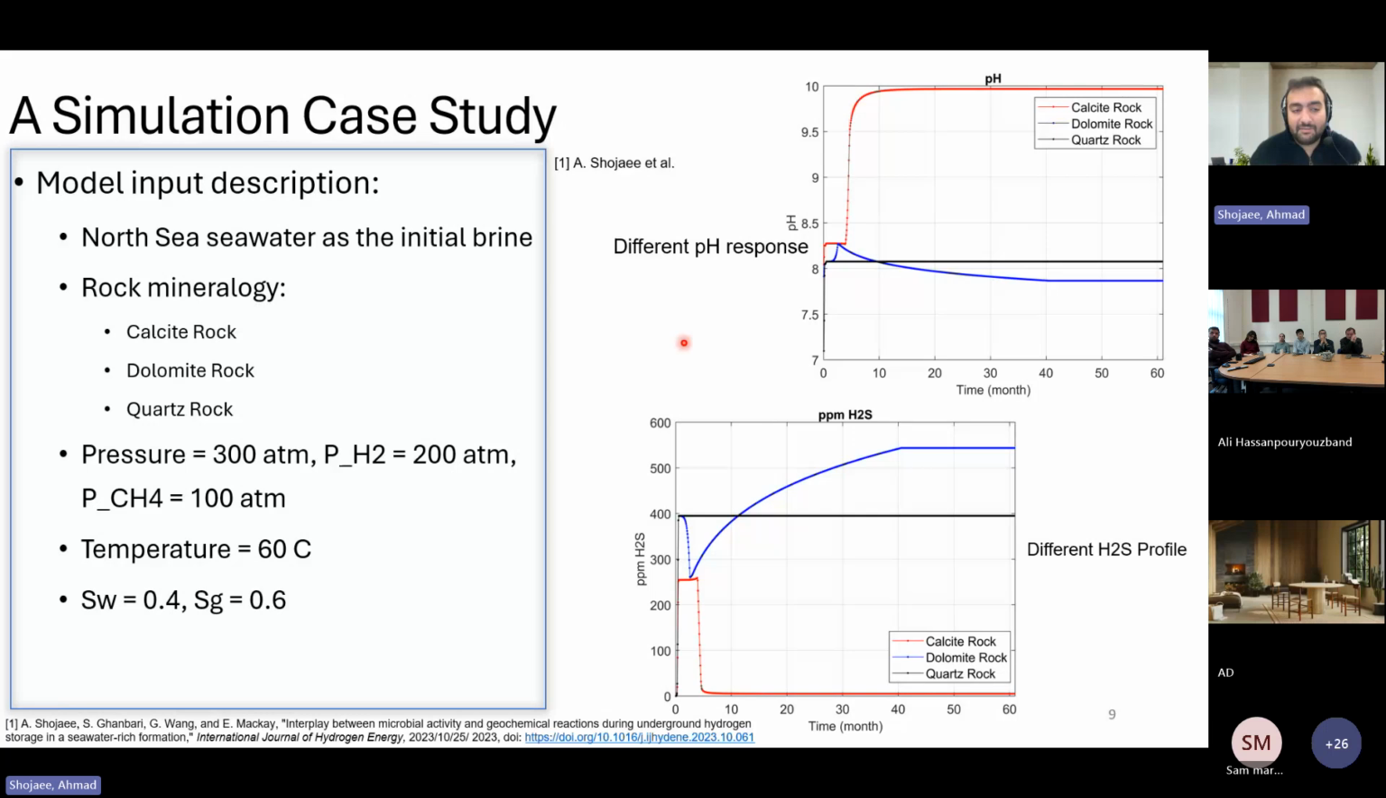If you are familiar with North Sea seawater brine chemistry, the North Sea water has a high amount of sulfate, and in the SRB or sulfate reduction reaction, hydrogen will react with sulfate and generate HS-, and that HS- will contribute to the production of H2S in the system. We will have some H2S in the system. Again, we can see a different behavior. In a quartz system, a stable behavior. In a dolomite system, we can see that it is completely following the pH trend. And again, in a calcite system, we can see that H2S concentration is following the pH trend.